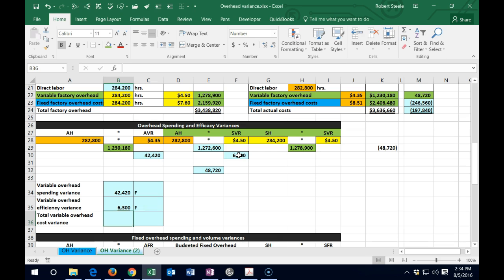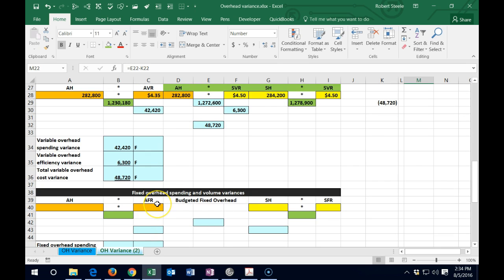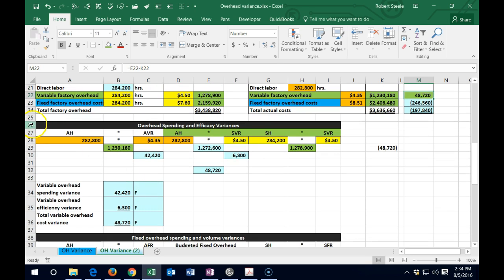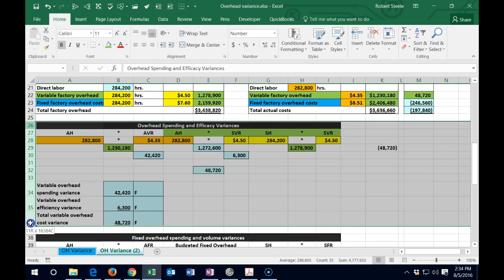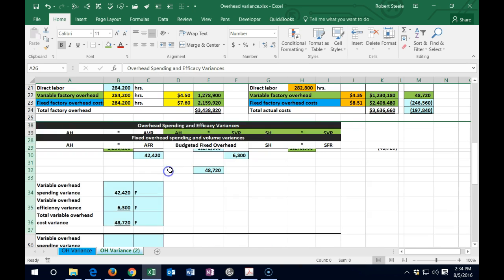And then we've got the total here, which is going to be the sum of these two: the total variable overhead cost variance. That's the total we would get if we just subtracted the two out, we would get to here. All right, so I'm going to hide a couple of these, and we're going to do the fixed overhead spending variances. So I'm going to highlight this, highlight down to, how about here, right-click and hide.